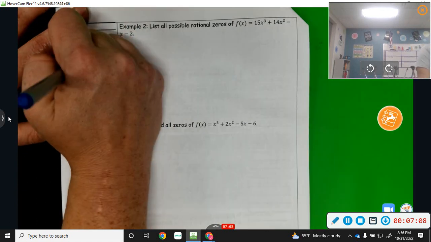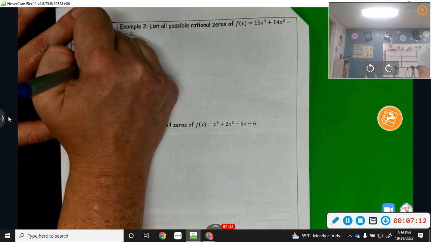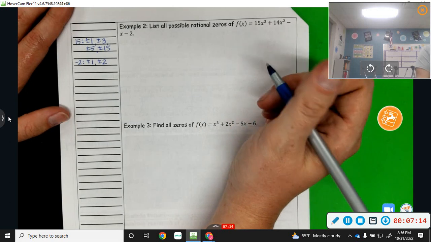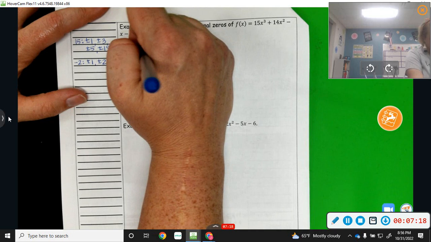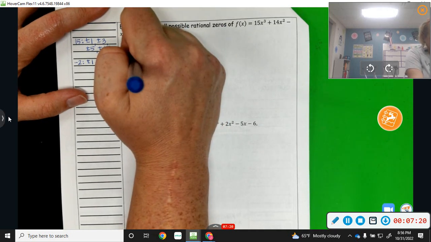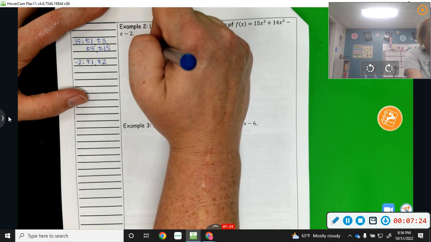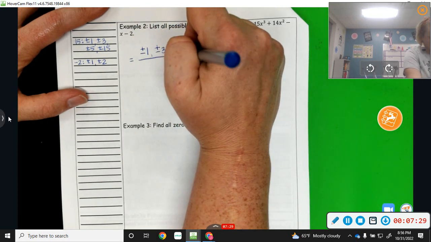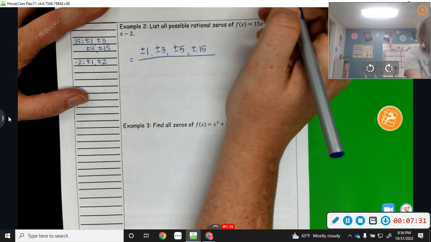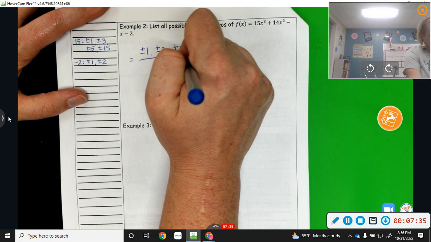Okay, then we have positive negative 1, positive negative 2. So the possible factors are going to be combinations of these numbers. So you're going to make a fraction. So you'll have positive negative 1, positive negative 3, positive negative 5, positive negative 15, and then we have positive negative 1, positive negative 2.